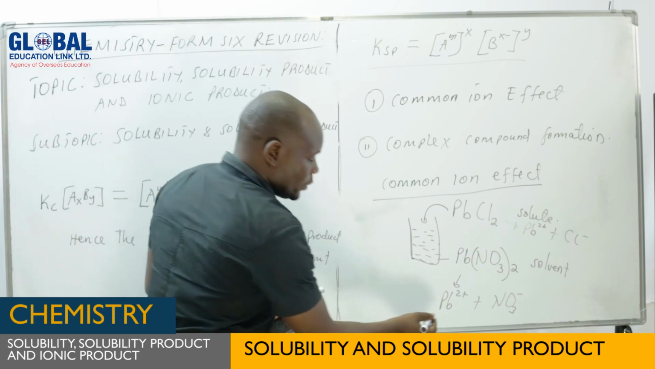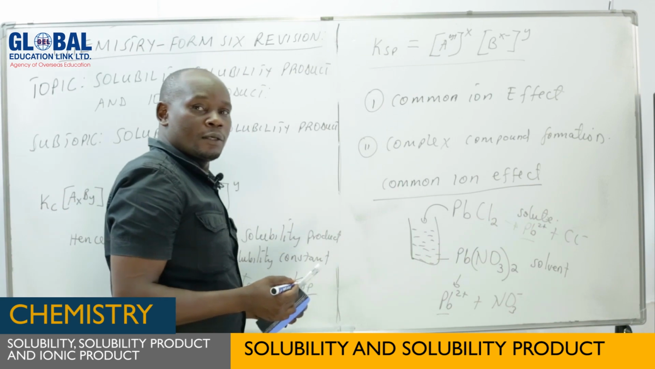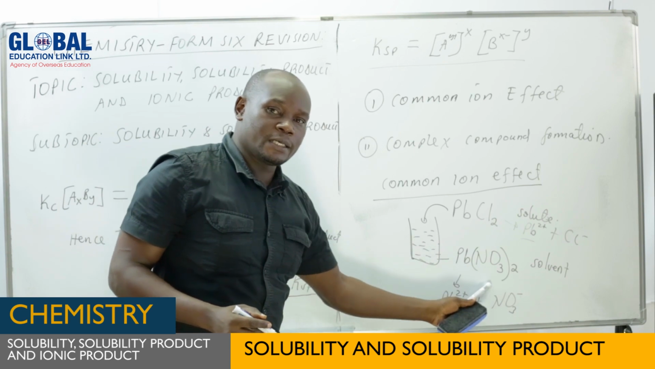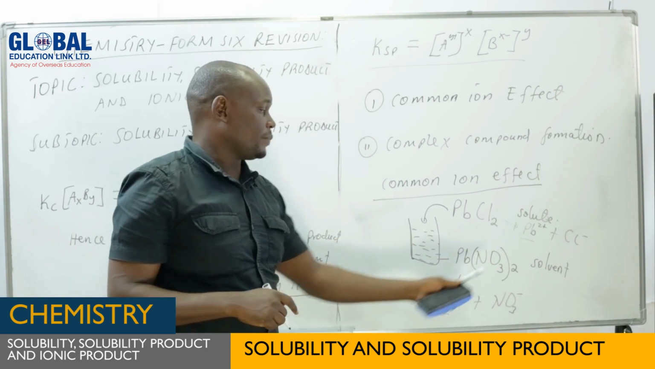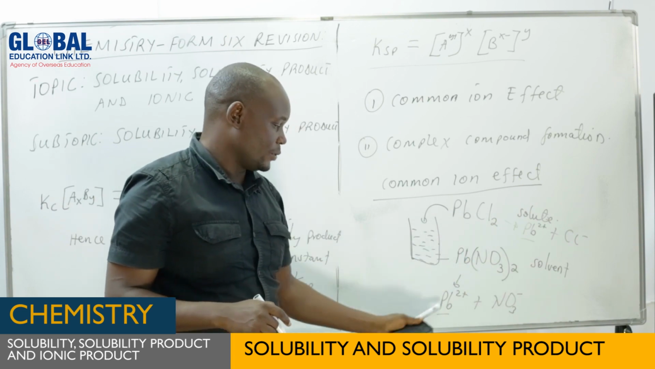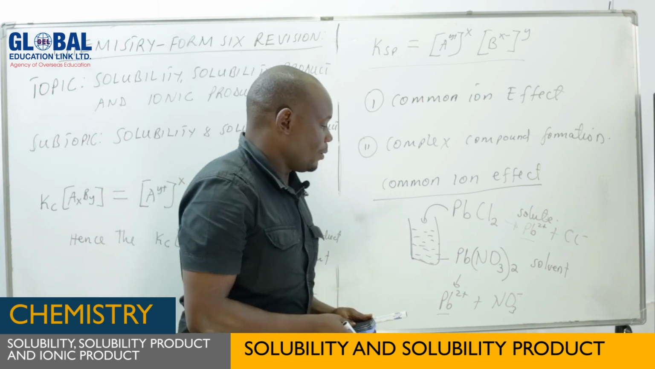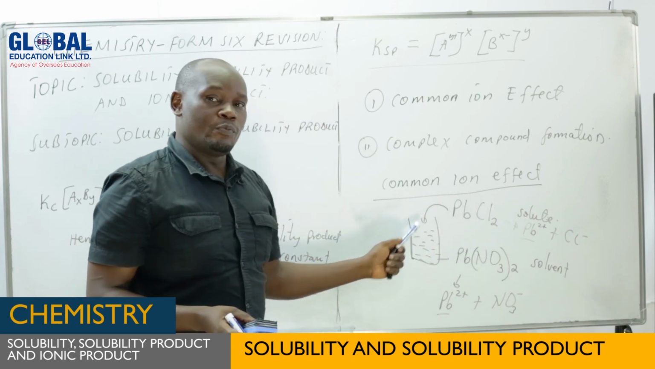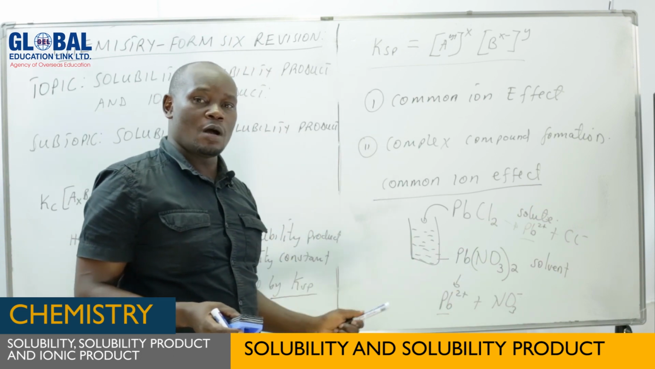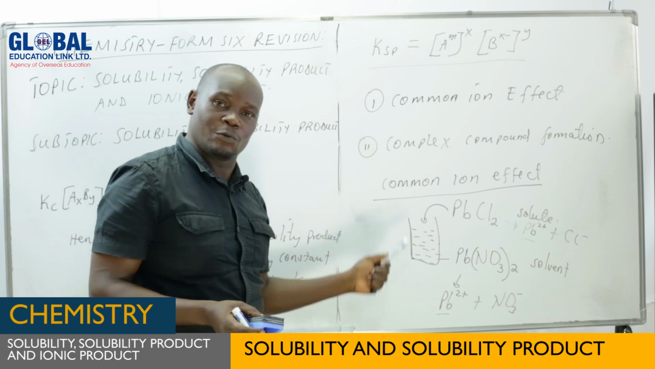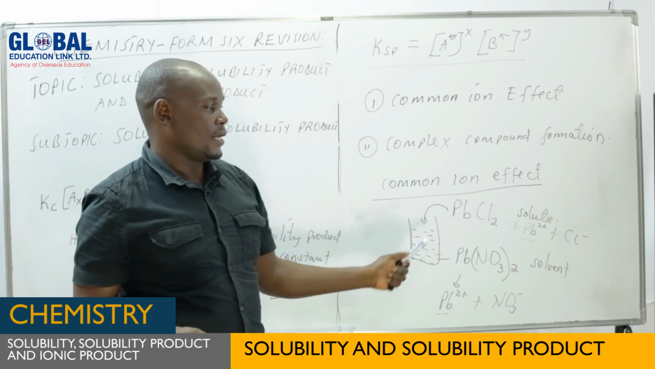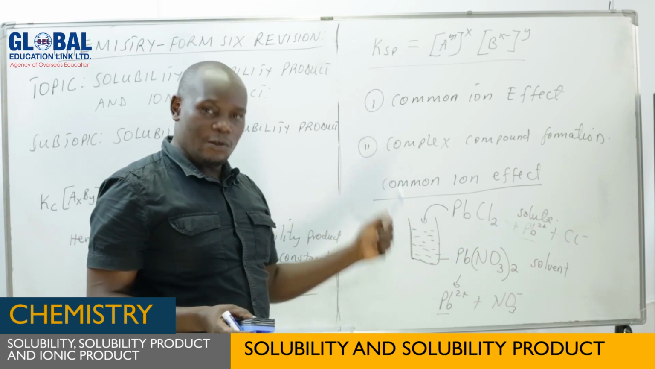The ion which is common is lead. So the solubility of lead chloride in lead nitrate will be decreased due to the presence of the ions already inside the lead nitrate, and that common ion is lead. The solubility of lead chloride will be lower in lead nitrate than if you dissolve it in pure water, which does not contain any of its ions. So the effect which is taking place there is known as the common ion effect.